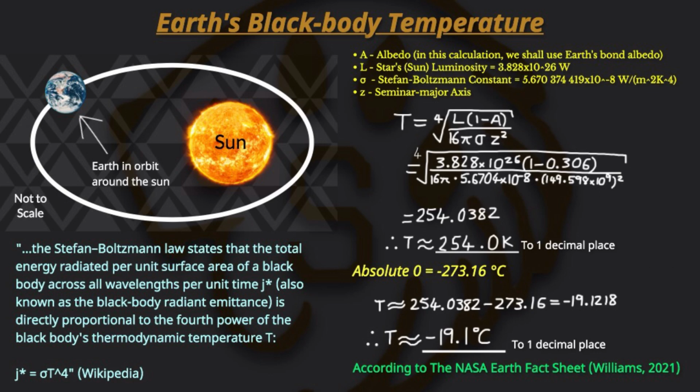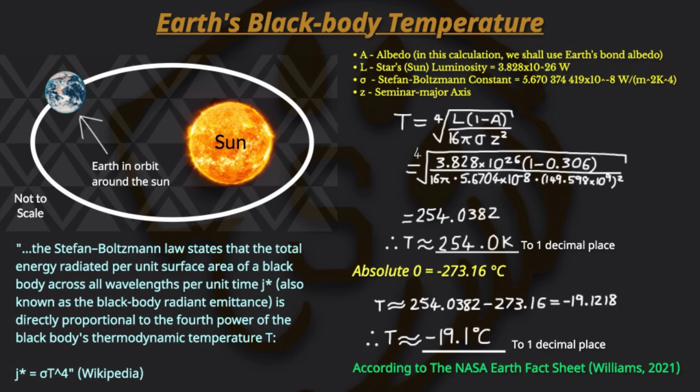So to convert 254.0 kelvins to degrees Celsius, we subtract 273.16 from that temperature, as we see, and then we get negative 19.1218, which is approximately equal to negative 19.1 degrees Celsius. That's according to the NASA fact sheet.